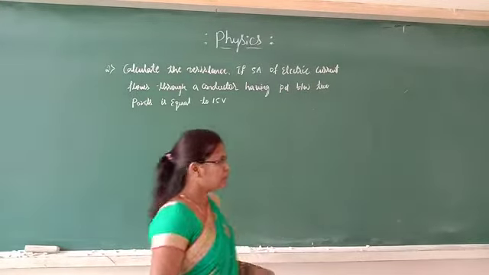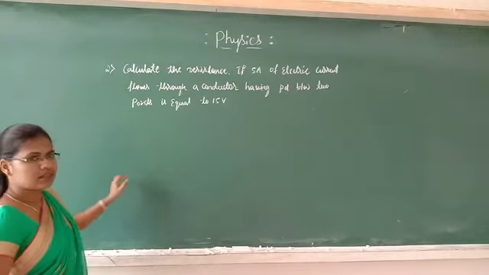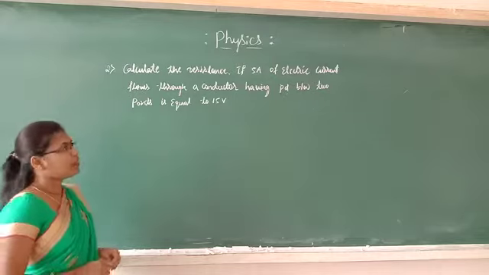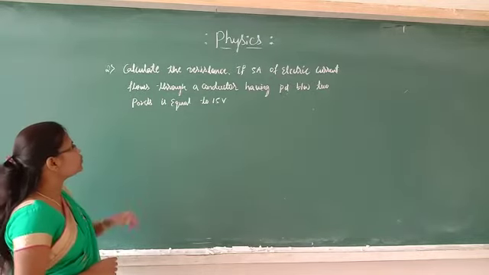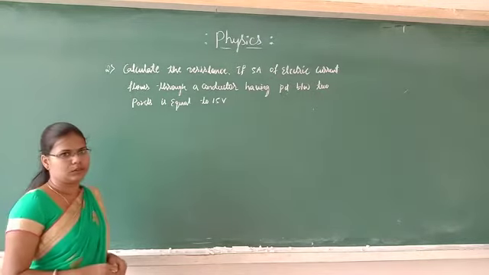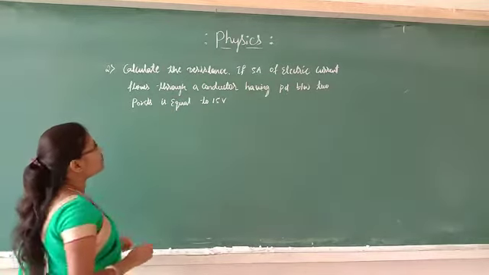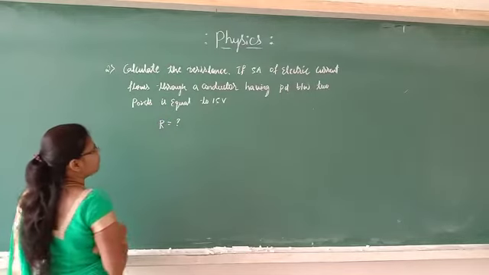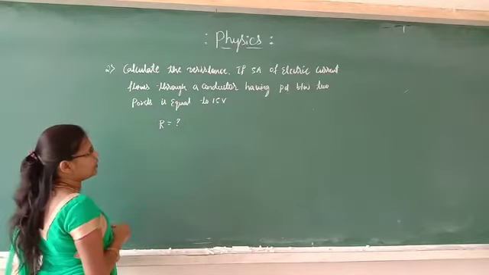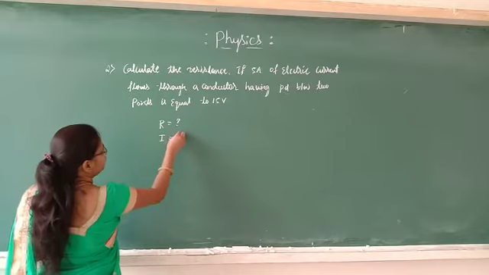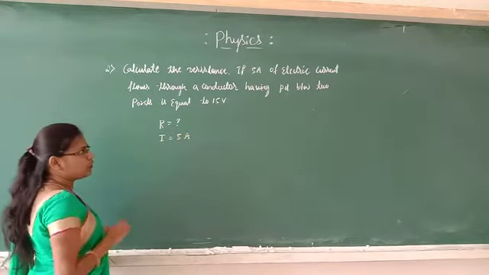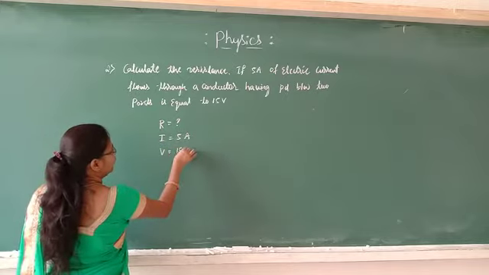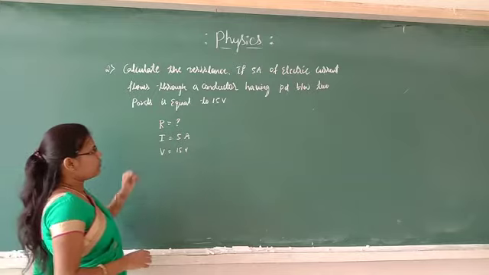Next, second question. Calculate the resistance if 5 ampere of electric current flows through a conductor having a potential difference between the 2 points equal to 15 volt. Okay, so in this case we have to calculate the resistance. So that is R is equal to question mark, and first we should write the given quantities. So the current I is equal to 5 ampere, which is flowing through a circuit. Then the potential difference V is equal to 15 volt.